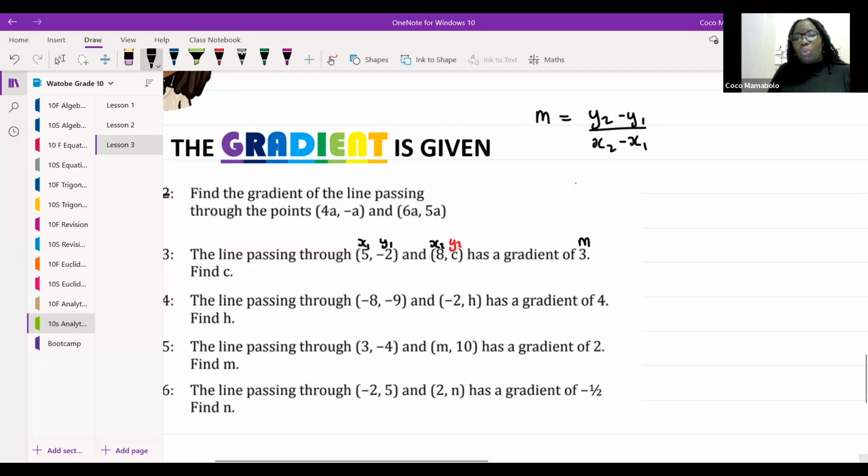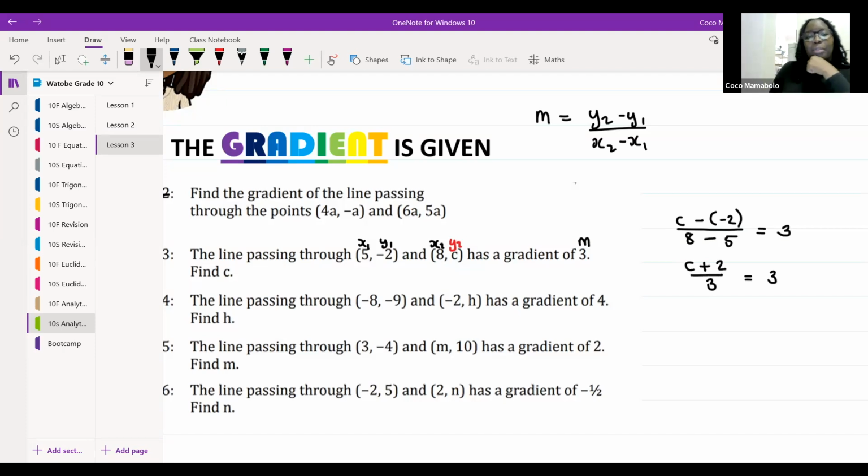I'm going to go y2, which is C, minus y1, which is -2, over x2, which is 8, minus x1, which is 5, is equal to my gradient. And I know that my gradient is 3. And then we're going to clean it up a little bit. A negative and a negative will give us a positive. So I'm going to have C plus 2 over 8 minus 5, which is 3, is equal to 3.